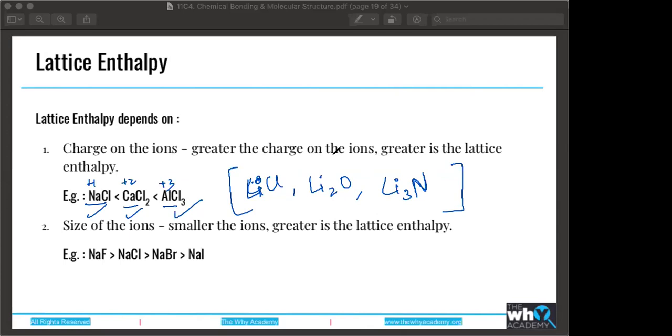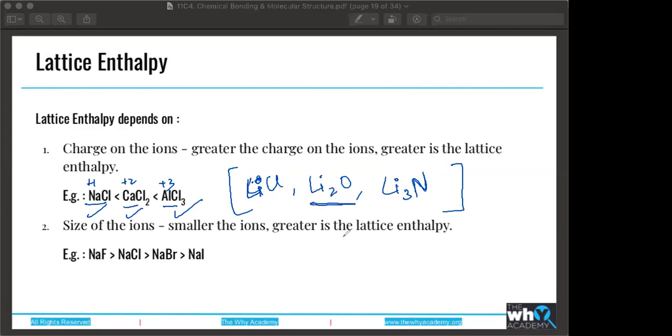So which one? Li2O should have the greatest lattice enthalpy. Can you repeat that? Li2O. Okay, what is your logic behind that?